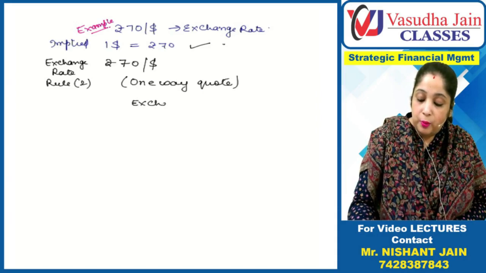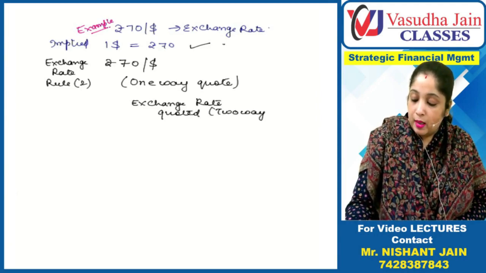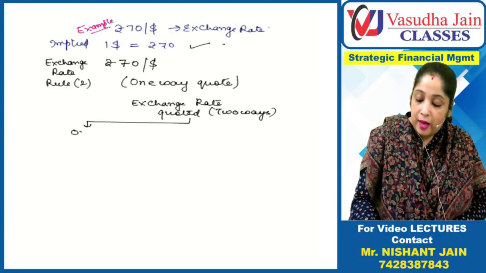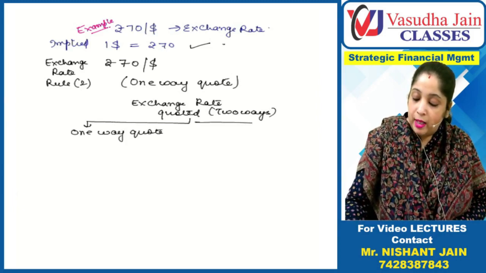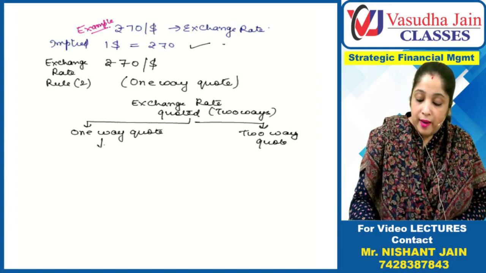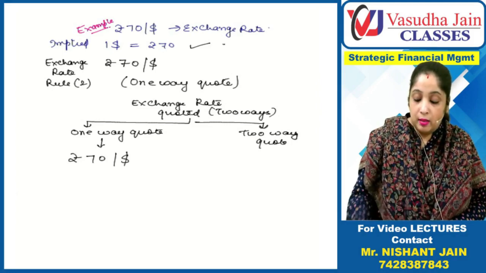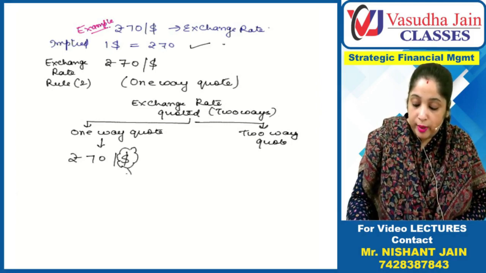Exchange rate, rule number 2, please listen to it carefully. Exchange rate can be quoted in two ways. Either it can be a one-way quote or it can be a two-way quote. One-way quote is what? Rupees 70 per dollar. This is the price, and this is the commodity.